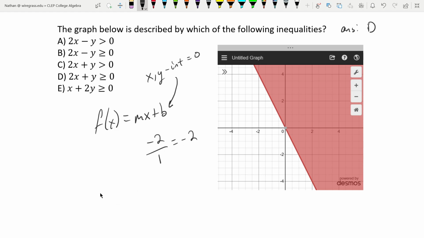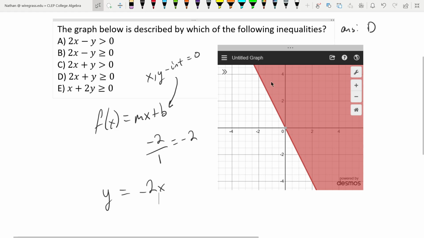So the line is going to look something like this. Y equals -2x. Now all you've got to do is figure out, is it less than or equal to, greater than or equal to? Well, first off, we have a solid line here. This solid line means that it's going to have an equal to symbol in it. And now we just need to figure out, is it less than or greater than?